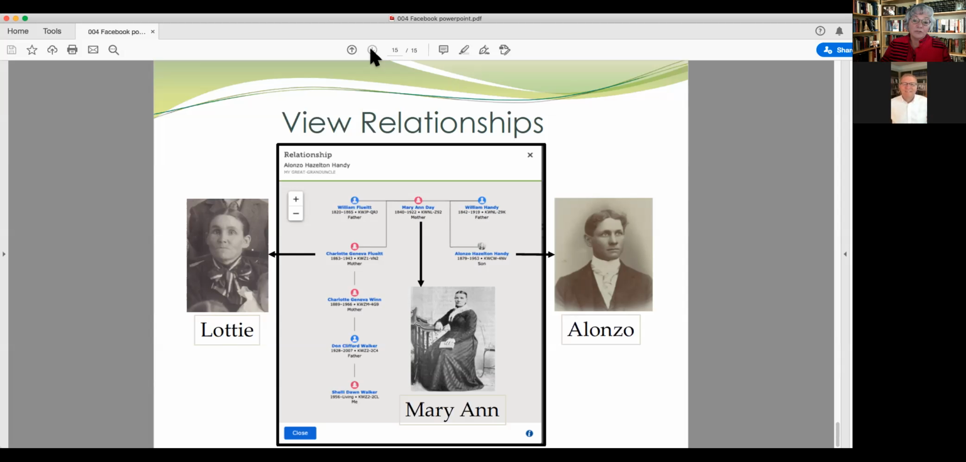We're going to the FamilySearch website now so I can show you about adding and changing relationships in Family Tree. Changing, sharing my screen here to FamilySearch.